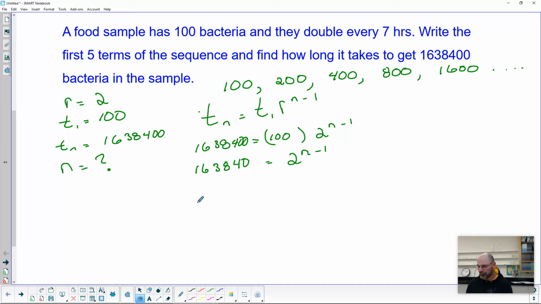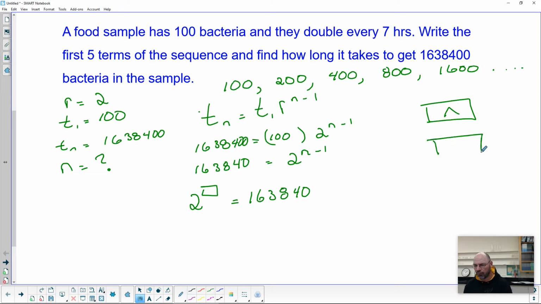So what we've got to do is find out 2 to what power is going to equal 163,840. So you take your calculator out, and you're going to be using that power button, which is like that or like this on the calculator. And I'm going to go, well, let's try 2 to the 10th. 2 to the 10th is only 1,024. That's not enough.